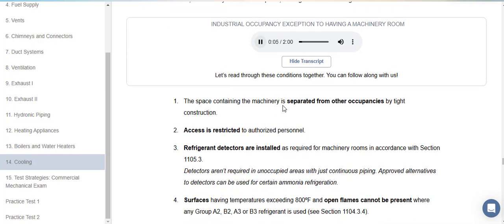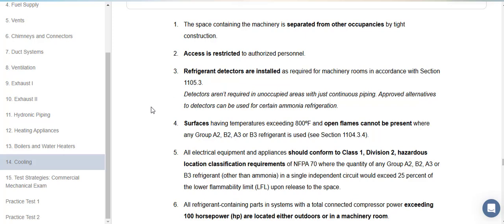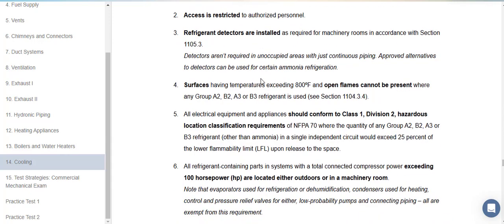Number one, the space containing the machinery is separated from other occupancies by tight construction. Number two, access is restricted to authorized personnel. Number three, refrigerant detectors are installed as required for machinery rooms in accordance with Section 1105.3.